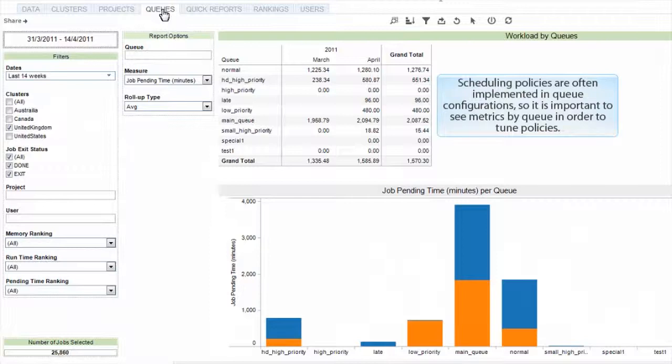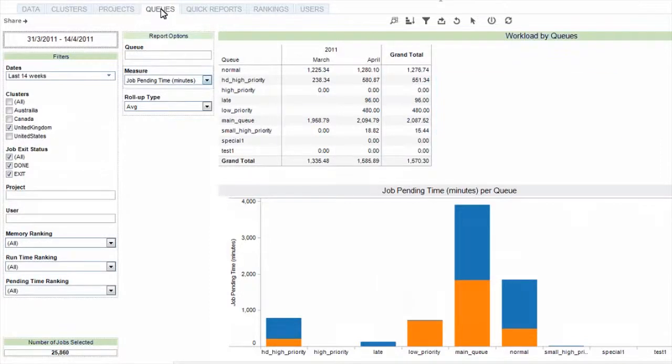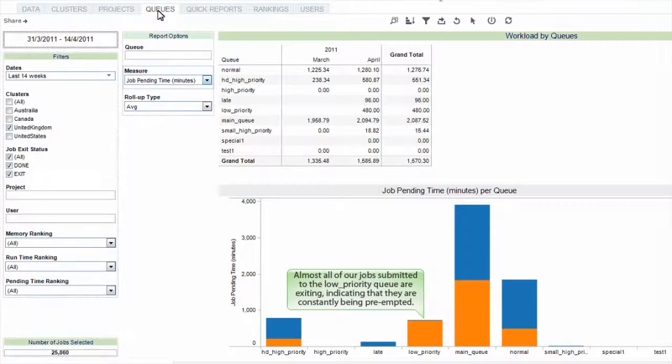This helps us tune policies and make the environment more effective. This view by queue is showing us that fully half the jobs submitted in our main queue are failing to run to completion, and jobs in that queue are pending the longest. Almost all of our low priority jobs are getting preempted before they can complete, possibly indicating a problem. We may as well not even be running these jobs since they're just wasting resources and costing time and money.